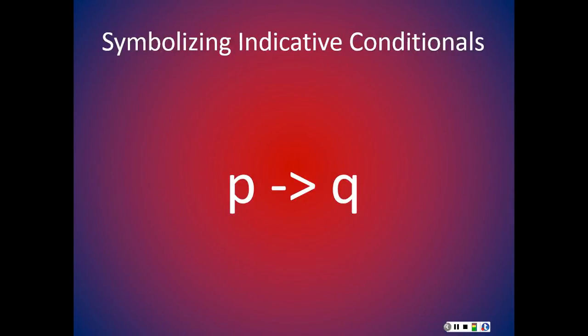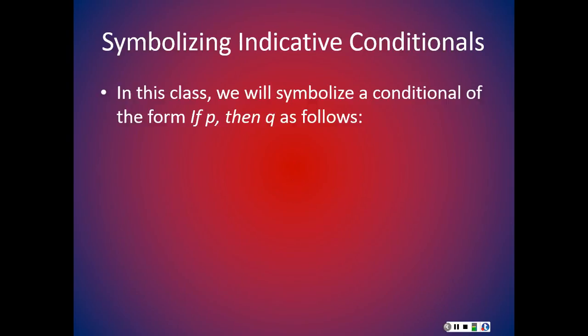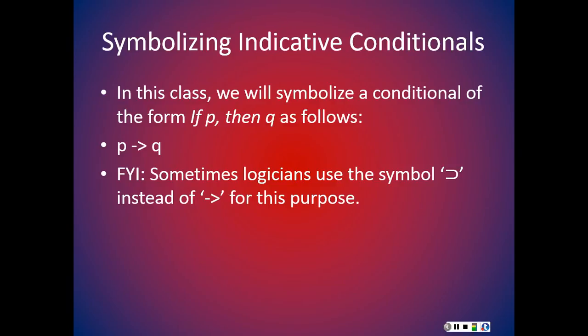In this video, I'm going to go over how to symbolize English conditionals in terms of our logical notation. So in this class, we will symbolize a conditional of the form if P then Q as follows. P arrow Q. Now, just for your information, sometimes logicians use this little sideways horseshoe symbol instead of an arrow for this purpose. But in this class, we're going to go ahead and use the arrow, in part because it's easier to type.